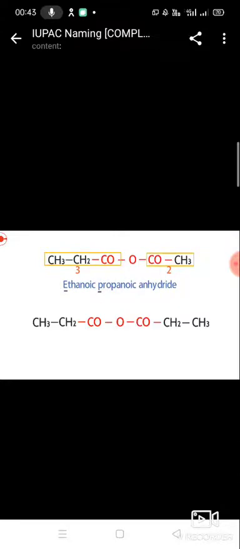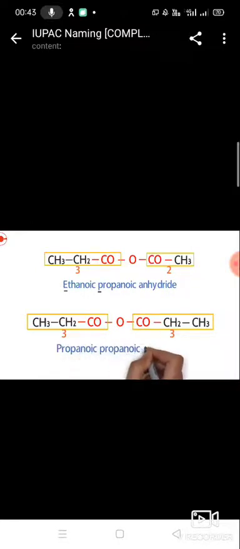Acid anhydride, CO with the oxygen. Actually COO. CO means ketone, COOH means acid, COO means ester, CO is anhydride. So you have to divide into two parts. In these two parts, according to the alphabetical order, we have to write.